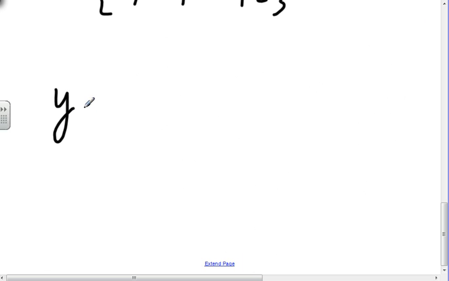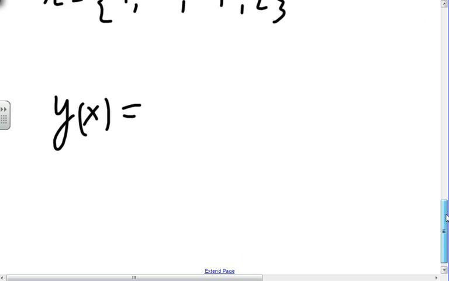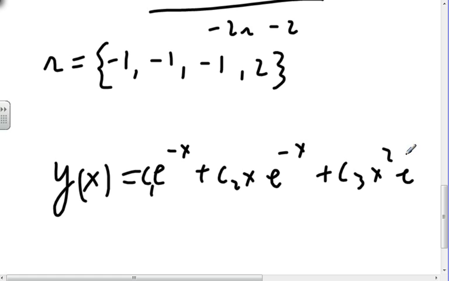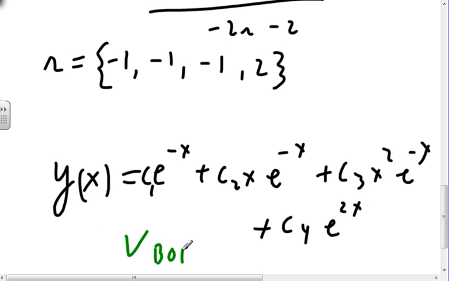So my final answer is y of x is equal to c1 e to the minus x plus c2 x e to the minus x plus c3 x squared e to the minus x plus c4 e to the 2x. And that's all I have for my answer, and that's number 32, and 32 checks. Okay, excellent. Checks, back of book.